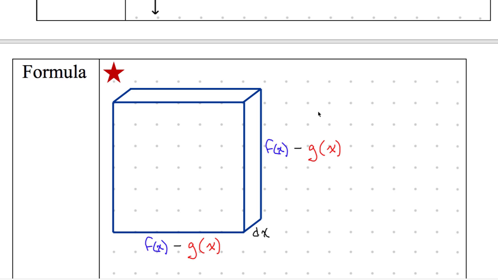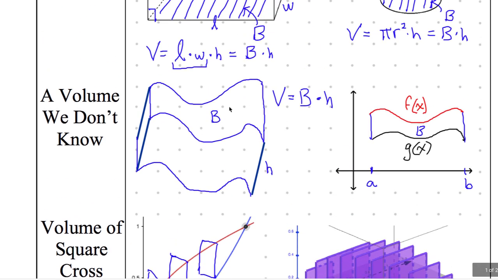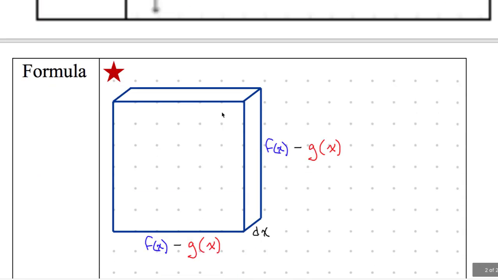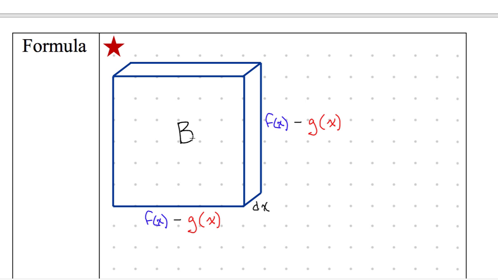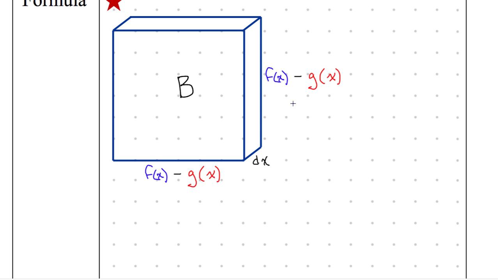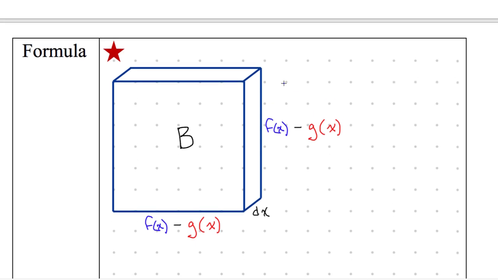All right, cool. So now we can actually find what that area is. And again, I'm trying to use this same terminology. If I have a base area, then I can find this base area. This square that's in the front, I'm going to call that B. So what is our area? f of x minus g of x, quantity squared. So our integral, there's the first form. Form one is this picture right here. Form one is the cross section.